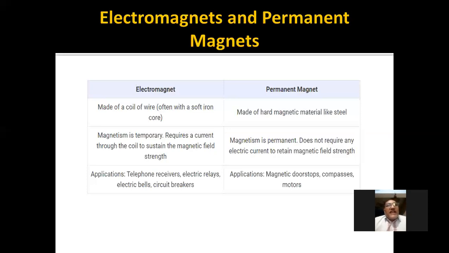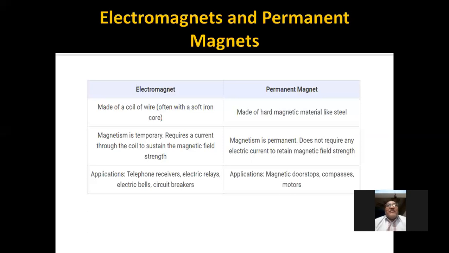Applications: telephone receivers, electric relays, electric bells, circuit breakers. We will study them in the next chapter. Applications of permanent magnets: magnetic door stops, compasses, motors. In motors, if you have interest, you must have remote control cars and remote control helicopters. You can open them and you will find motors in them. If you open those motors, you will find permanent magnets.